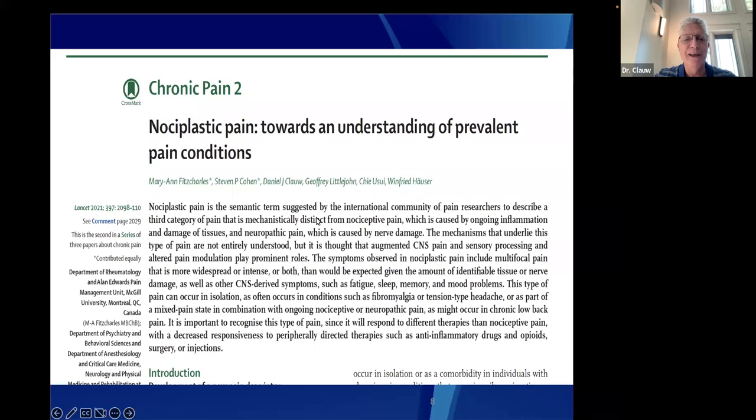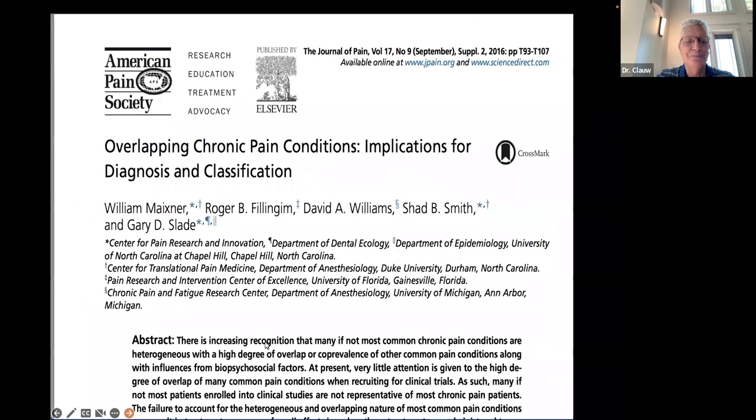So nociplastic pain, this is an article that came out last year in the journal Lancet where we talked about this. And again, you see that there's agreement that it's not just pain, it's pain plus fatigue, sleep, memory, and mood problems. And you also see that these individuals have a problem with sensory processing, not just pain processing, in that, again, it seems as though one of the primary problems is that the amplifier in the brain is set too high for any type of sensory information.